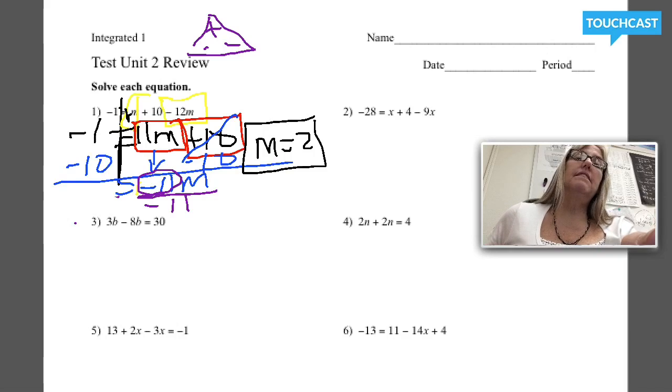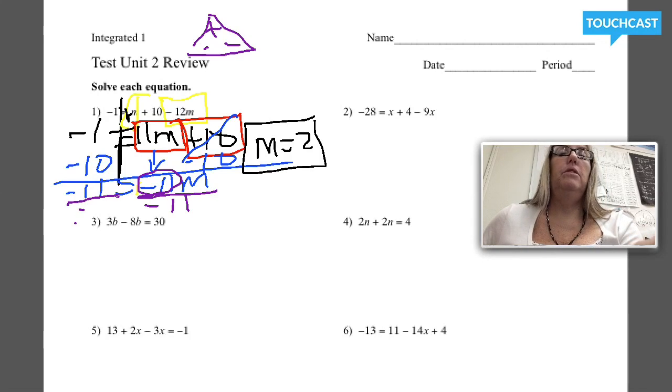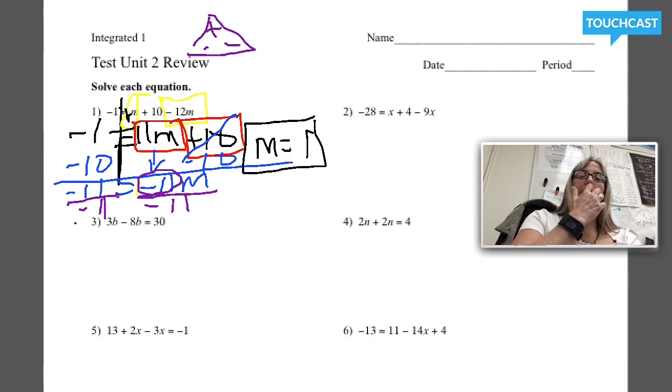Now I have two negatives again. I am going to add because the signs are the same. I'm going to take the sign of the bigger number. But instead of 22, I get a negative 11. So then when I divide by the negative 11, I will end up with positive 1. You got it. Nice job.